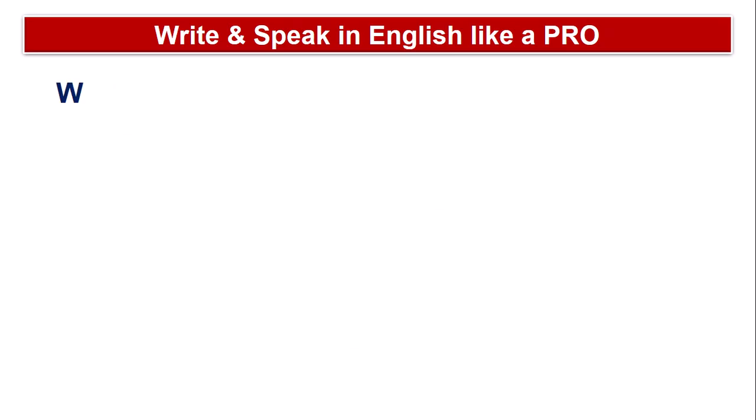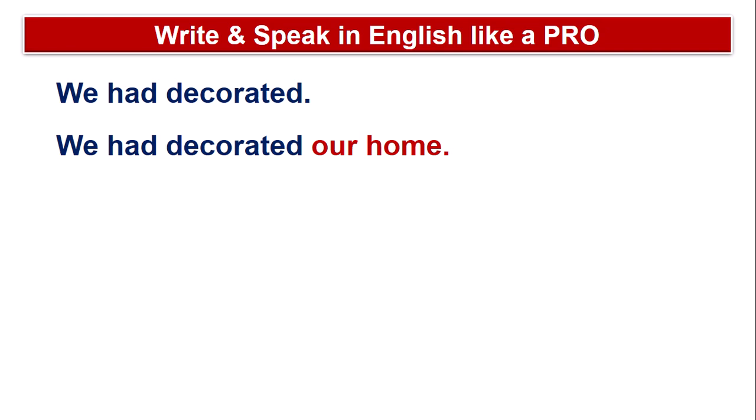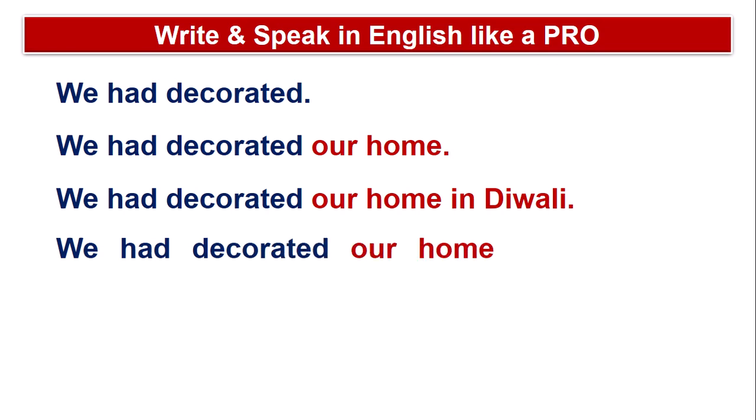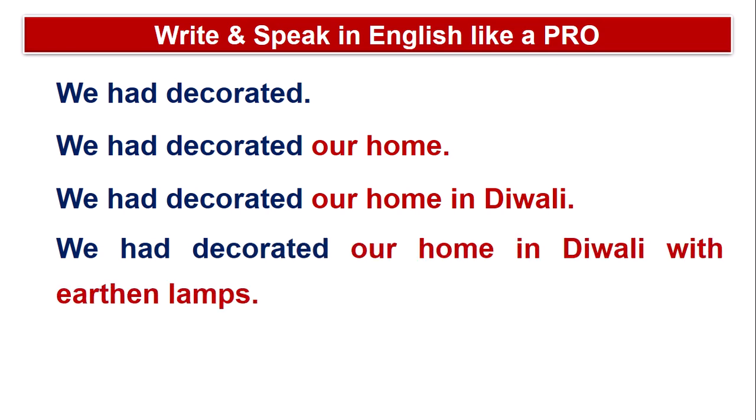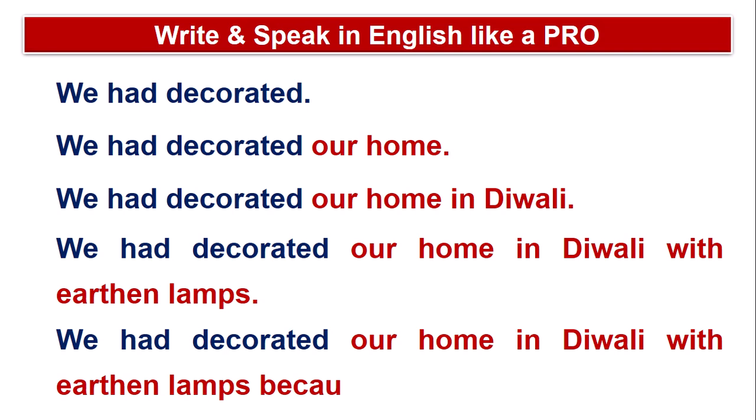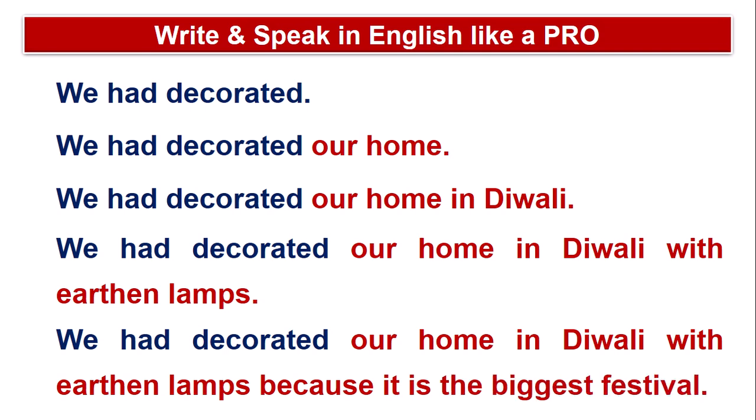So we have the third sentence also in today's lecture. We had decorated. This is perfect past tense. What had we decorated? We had decorated our home. We had decorated our home in Diwali. You can have any festival of your choice. We had decorated our home in Diwali with earthen lamps because it is the biggest festival. Earthen lamps are the diyas that we use for decoration in the festival of Diwali, or any festival in India particularly.